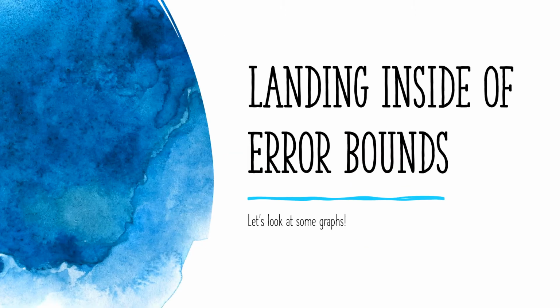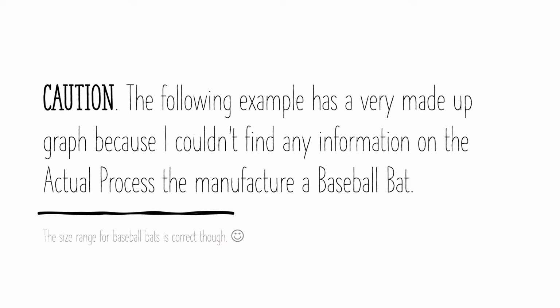Now we're going to combine the ideas of the distance from x and the distance from f of x in order to start looking at how to land inside of error bounds, which will bring us closer to the idea of a precise definition of a limit. First, we'll look at an example that is almost a real-world example, but you want to be careful because the graph is very made up, because I couldn't find any information on the actual process to manufacture a baseball bat, just information on baseball bats.